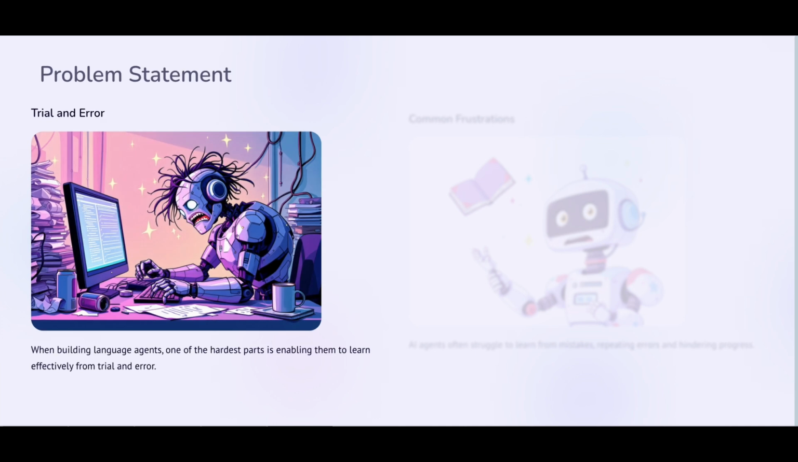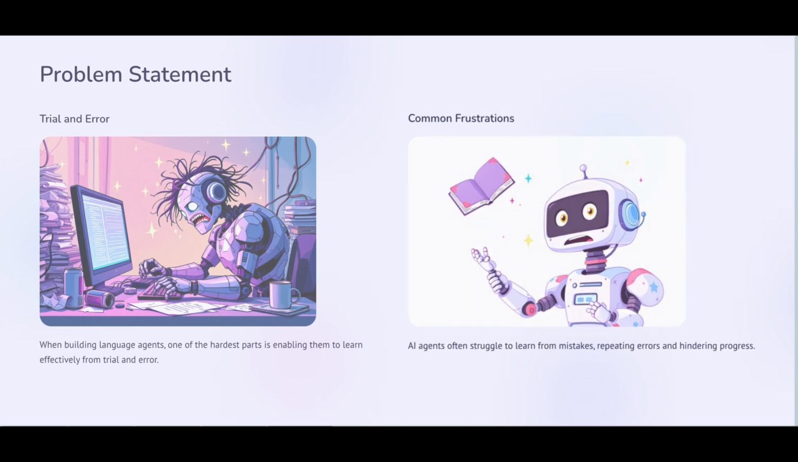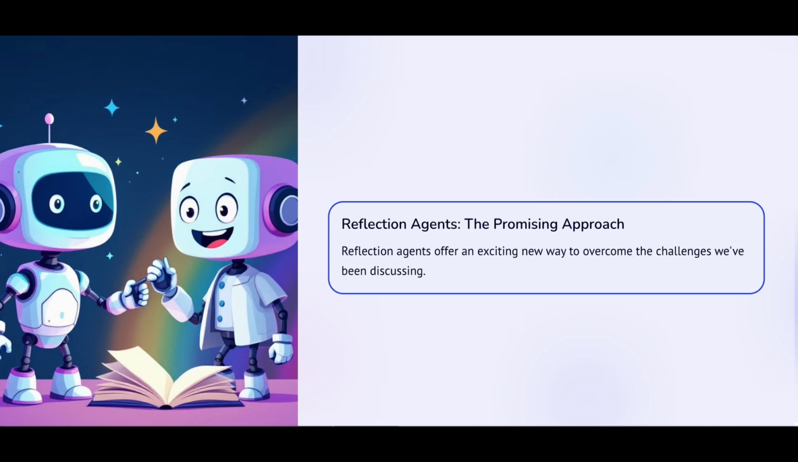Now let's address a challenge that many of you face. When building language agents, one of the hardest parts is enabling them to learn effectively from trial and error. So let me ask you this. What happens when your agent doesn't work as expected? Does it keep making the same mistakes again and again? Think about this. This is something which we all face when working with AI agents. It's frustrating, right? You have put in a lot of effort, but it just doesn't seem to work. But don't worry. That's exactly why reflection agents exist. And we are going to dive into how they solve the problem.